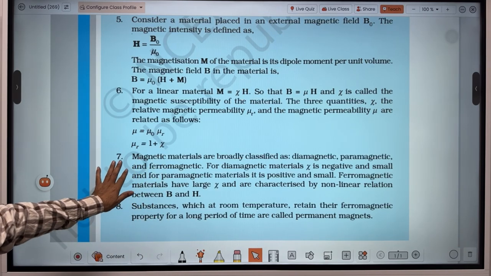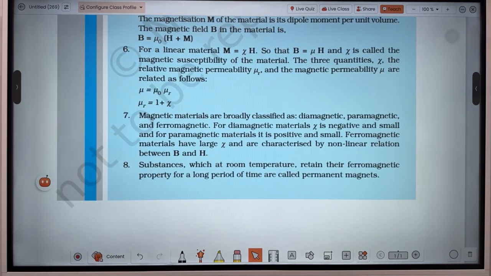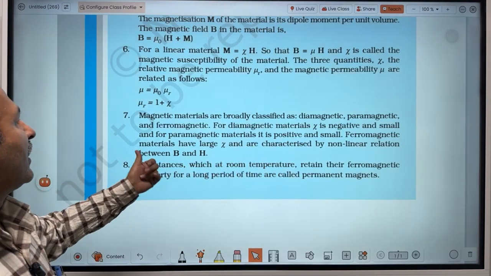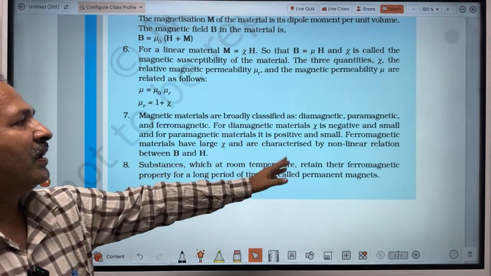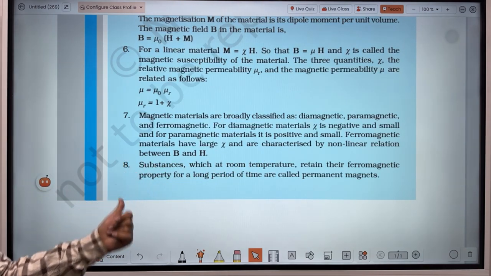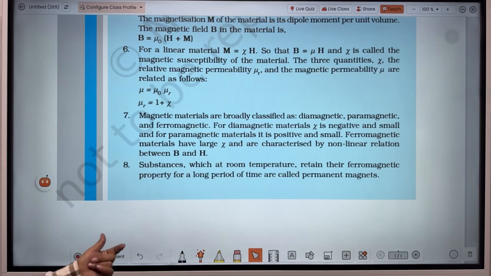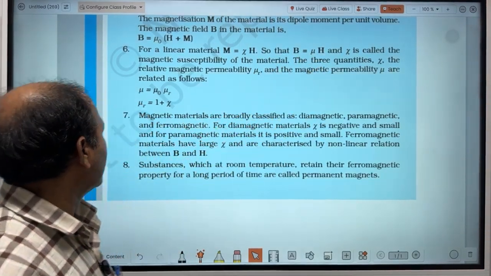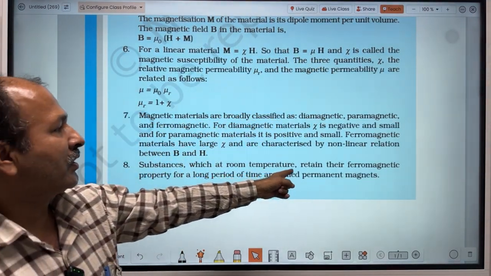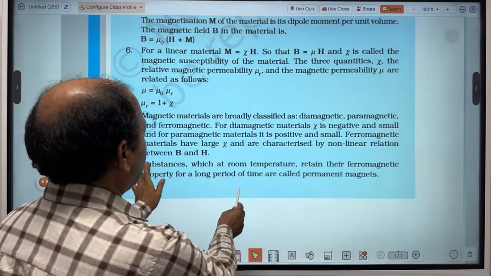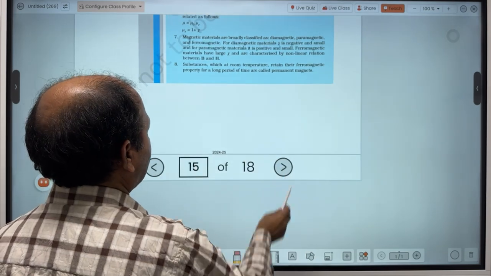And then comes the last point. Magnetic materials are broadly classified as diamagnetic, paramagnetic, ferromagnetic. For diamagnetic material, chi is negative and small, and for paramagnetic material, it is positive and small. Ferromagnetic materials have large chi and are characterized by a nonlinear relation between B and H. And finally, this is a linear relation, or this is a linear relation. Now, substances which at room temperature retain their ferromagnetic property for a long period of time are called permanent magnets. So, this is how the chapter ends.